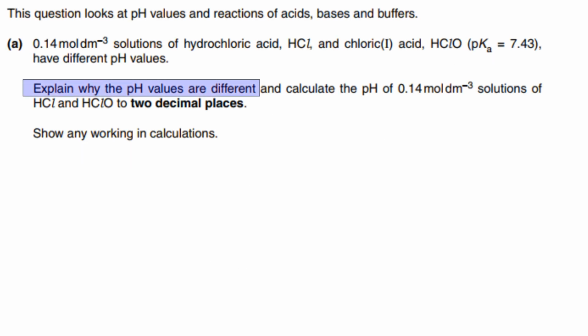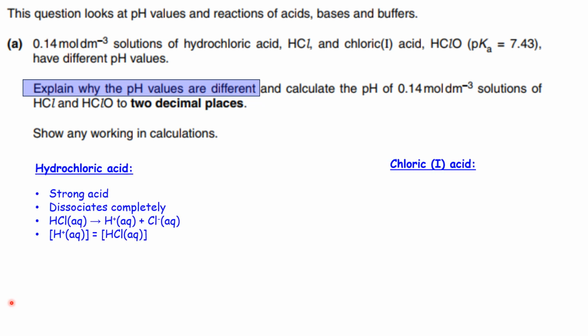So it asks you first of all to explain why the pH values are different between hydrochloric acid and chloric(I) acid. So the clue is in the fact that chloric(I) acid has a pKa value of 7.43. Whenever they do that, that means that that's going to be a weak acid. So what you do is you make these kind of points.